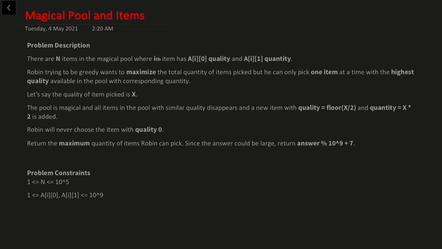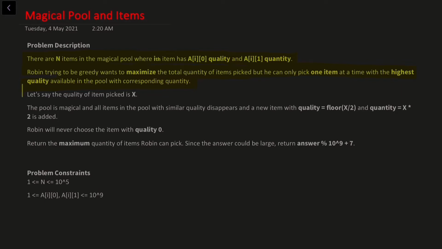So let's give it a read. There are n items in the magical pool where the ith item has A[i][0] quality and A[i][1] quantity. Now Robin is trying to be greedy and he wants to maximize the total quantity of items. But he can only pick one item at a time with the highest quality available in the pool with corresponding quantity. Right, so if you are given certain elements in the pool and you want to pick some element, then the quality of that element needs to be highest at that point of time.